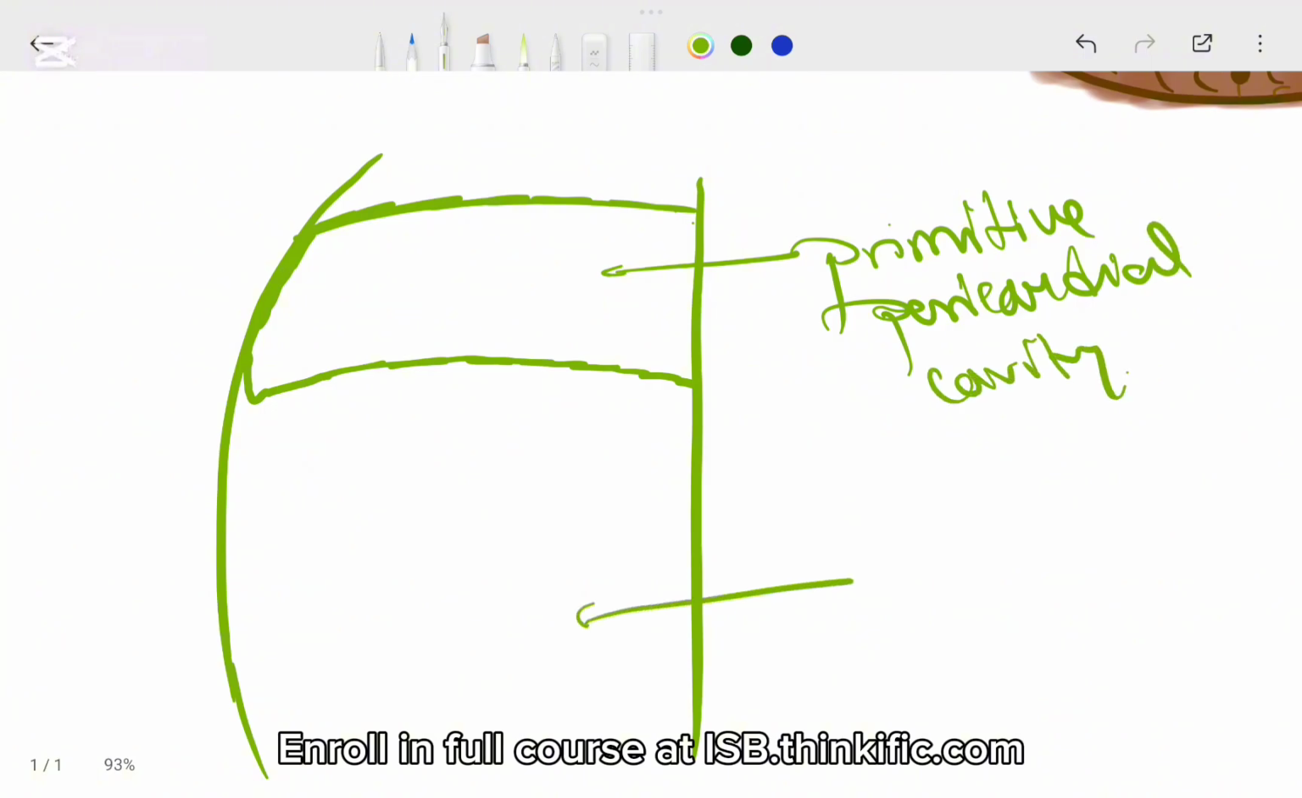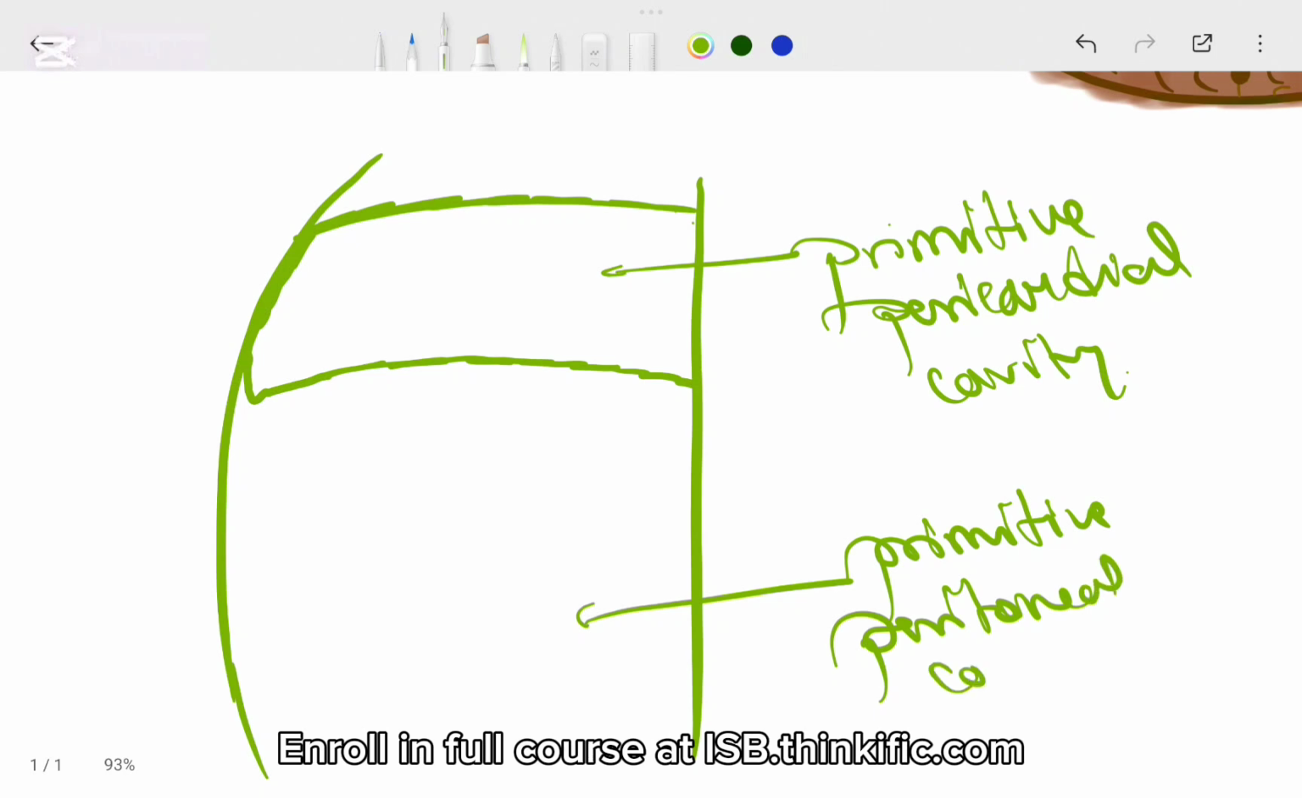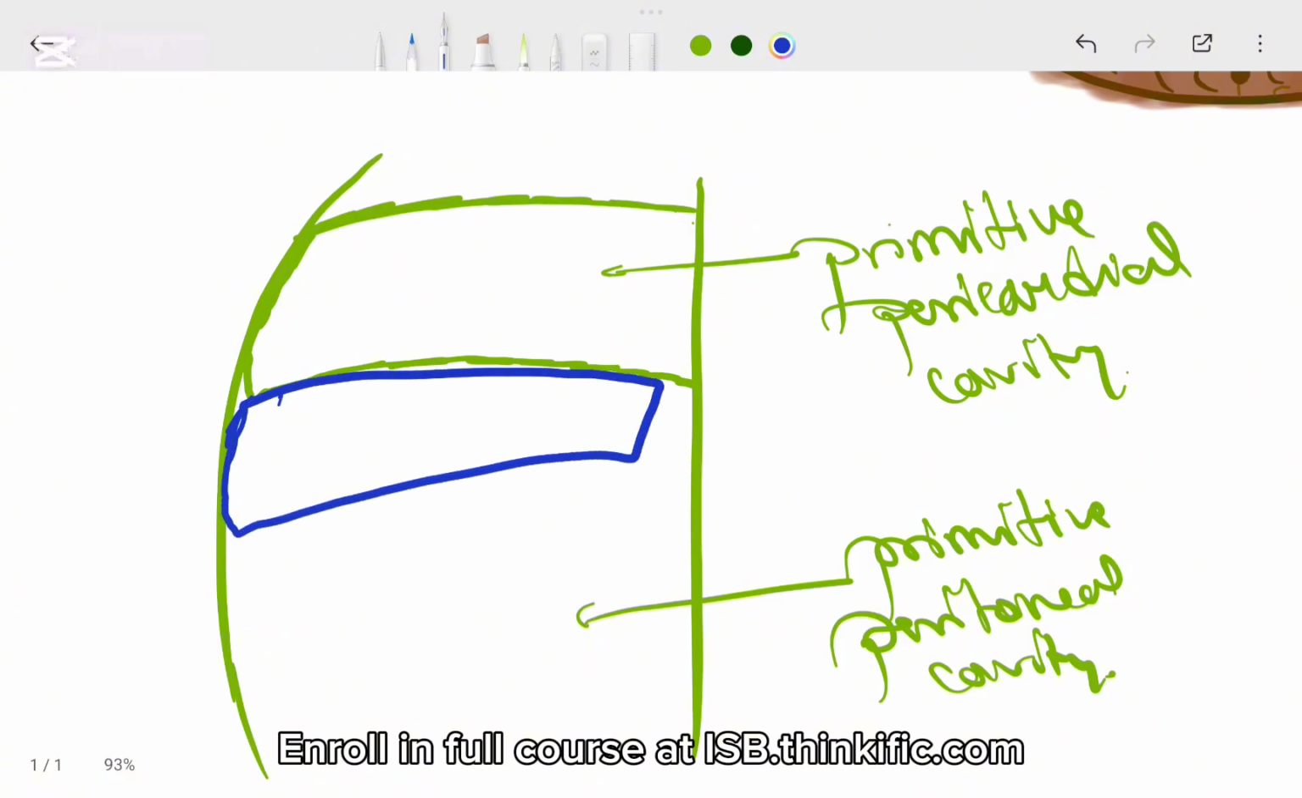And down here below is the abdomen. They call it the primitive peritoneal cavity. And we have our friend here, septum transversum, in between, right?